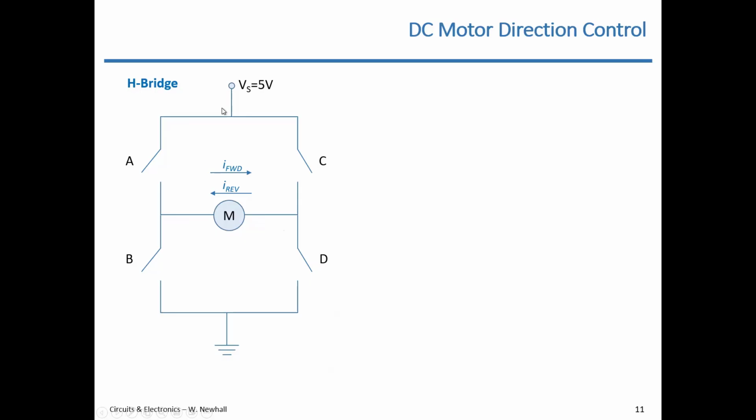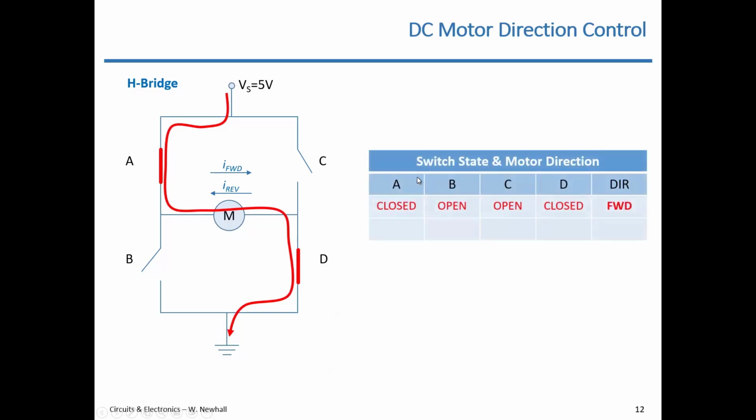With these switches, you can cause current to go in the forward direction by closing switches A and D. That'll cause current to go down from the source, down through switch A, left to right through the motor, down through switch D, down to ground, and again back up to the node because there's some imagined DC source in here. You can create a table that shows the switch states and the direction of the motor shaft.